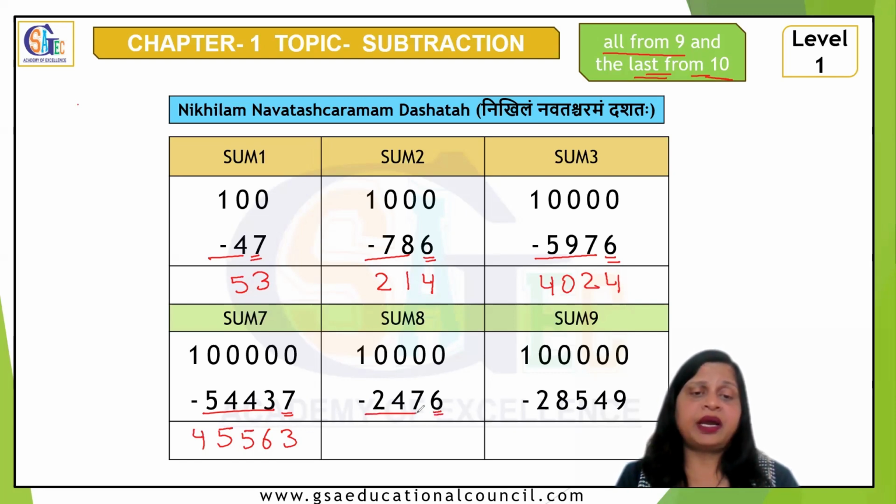Now let's do the next one. Last from 10 and all from 9. 10 minus 6 is 4. 9 minus 7 is 2. 9 minus 4 is 5. 9 minus 2 is 7. Now the next one, and this is the last question. Last from 10 and all from 9. 10 minus 9 is 1. 9 minus 4 is 5. 9 minus 5 is 4. 9 minus 8 is 1. And 9 minus 2 is 7. It means the answer is 71,451.